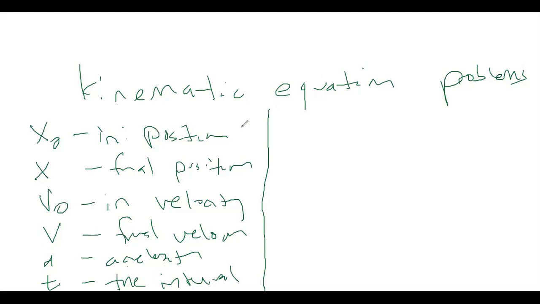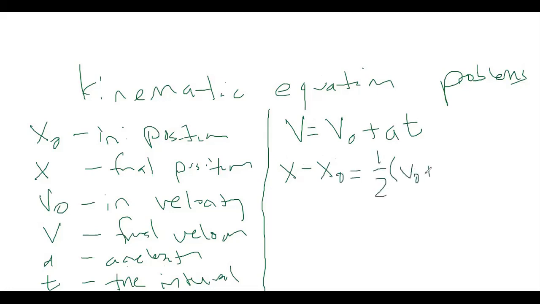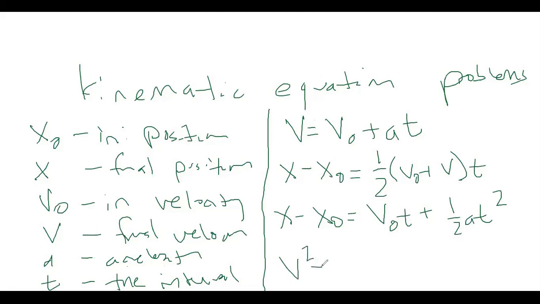So the equations, I'll try to write these out. V equals V naught plus AT. X minus X naught equals 1/2 (V naught plus V)T. X minus X naught equals V naught T plus 1/2 AT squared. And V squared equals V naught squared plus 2A(X minus X naught). So those are our 4 kinematic equations.